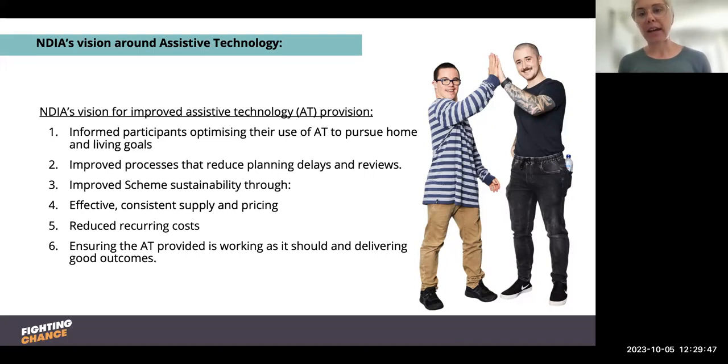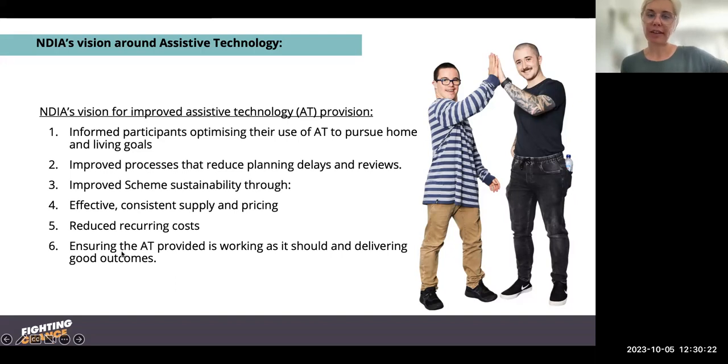So rather than having constant replacements, making sure that there's enough for repairs and maintenance. And if that person's equipment is repaired and maintained, then there's less replacement of it through the lifetime of the piece of equipment. In saying that, never sit with a piece of equipment if it's not working and not safe. Like, absolutely, the NDIA will pay for a replacement if that's what's needed.